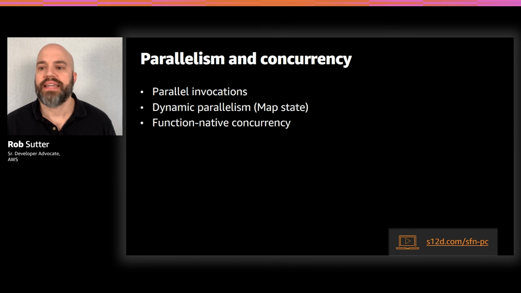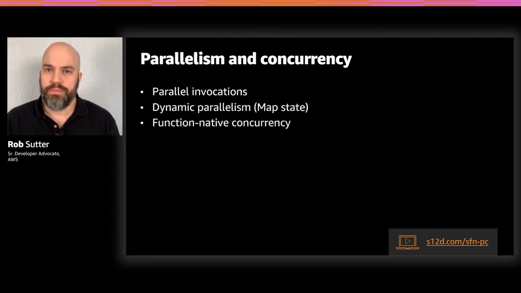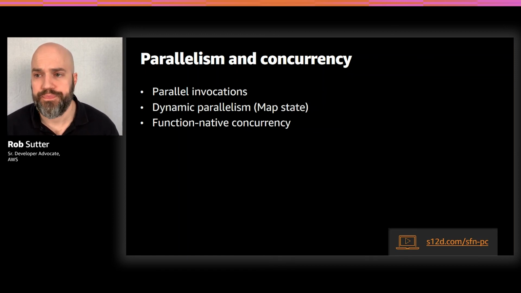The second is dynamic parallelism, and this is the map state. It's when you have a collection of items inside your business process that the workflow itself generates. So whether it's go out and list all orders or list all items in a user's shopping cart, you create a collection of items and then iterate through that collection, applying the same logic to each item. An example would be an order fulfillment system that locks, pulls, and packs each item in a customer's order.